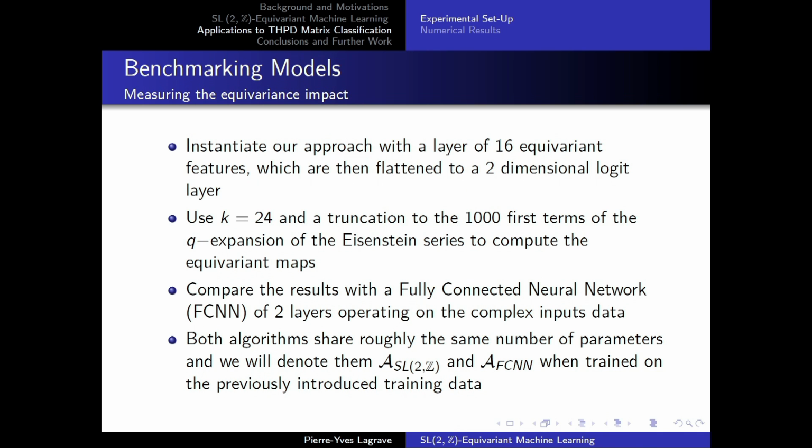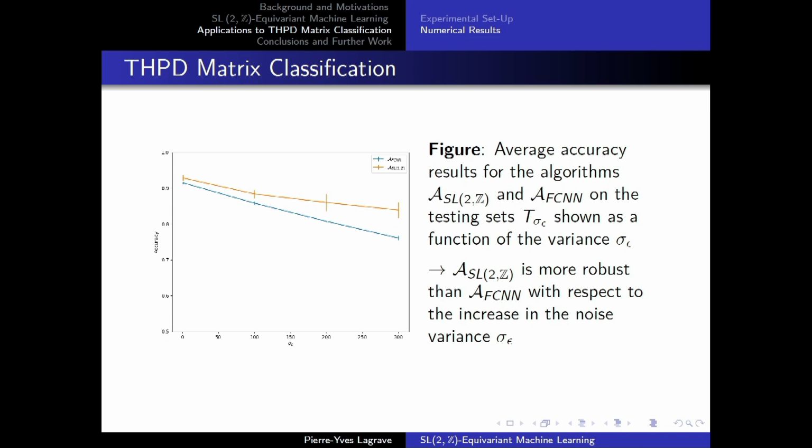In terms of the benchmarking, we instantiated our approach and we compared it with a fully connected neural network. I'm running a bit out of time, so I won't detail all the setup, but the main takeaway here is that both approaches share the same number of parameters so that we can draw a meaningful comparison. And the numerical result to finish, it's really a POC, right? Just to show that it works and that we don't have a scalability issue.